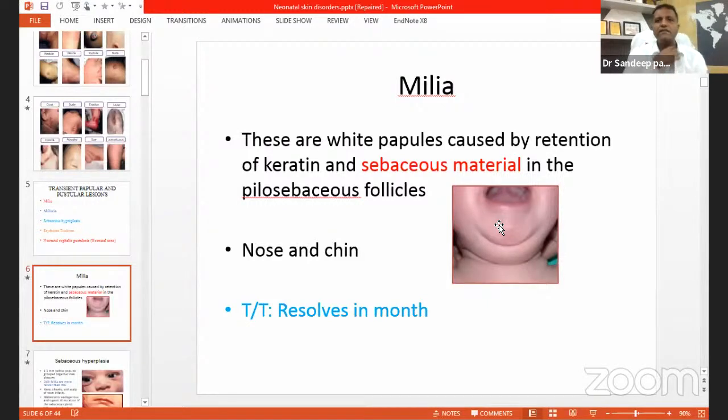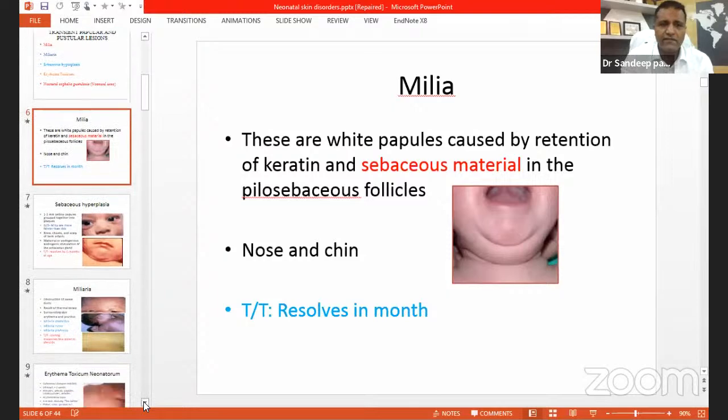Usually the milia are retention of keratin and sebaceous material, and usually they dissolve on their own. You just have to counsel the parents when you see such lesions, just wait for a few weeks. Most of the time they disappear. So this is milia, where only reassurance of the parents is needed.